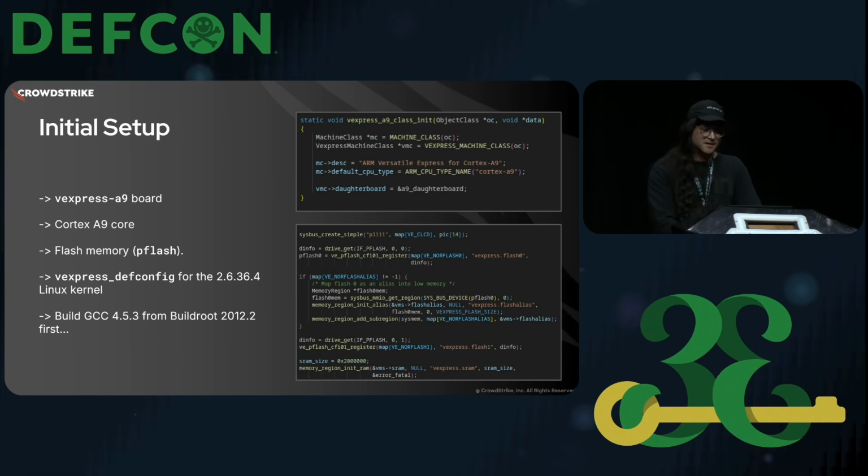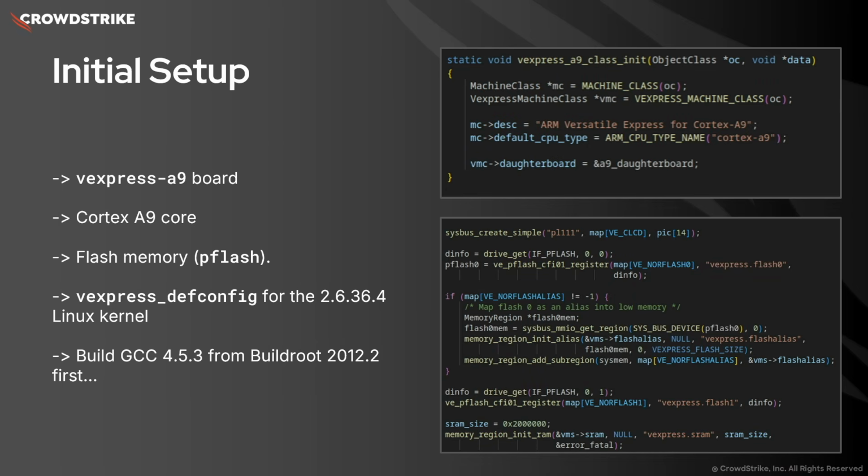For this one in particular, QEMU has this vExpress A9 board, which has a Cortex A9 core and flash memory. It's NOR flash, not NAND, which is not a huge problem, but in some cases it can be a little bit of a problem. But just for starting, this is not a huge blocker. There's a defconfig for the vExpress machine in Linux 2.6.36.4. So there's machine code for the vExpress series, like mach-vexpress code in the kernel as well.